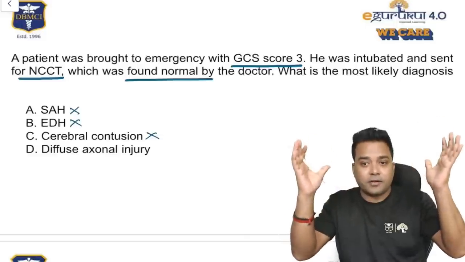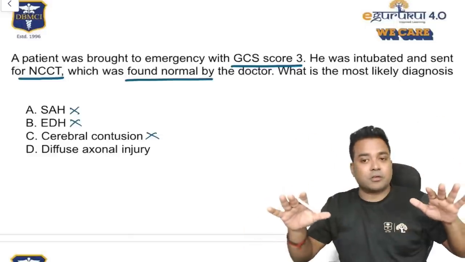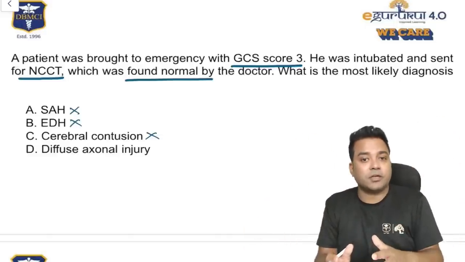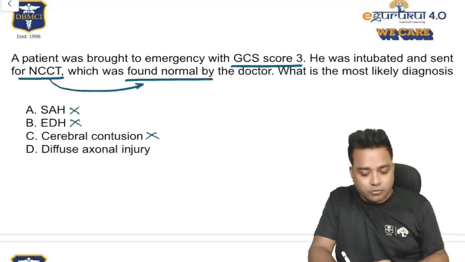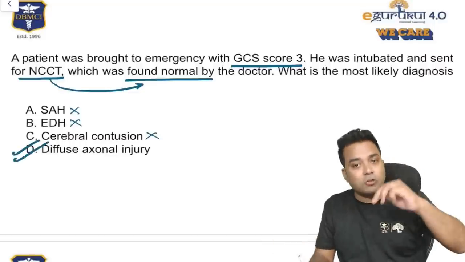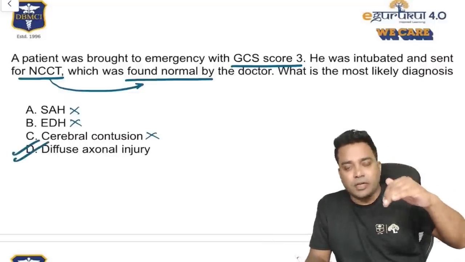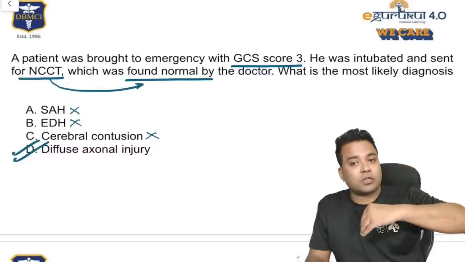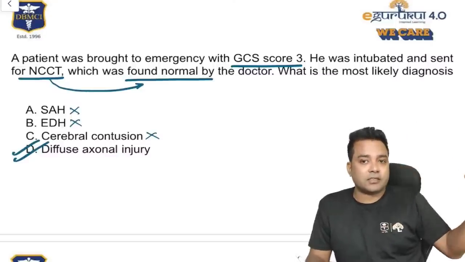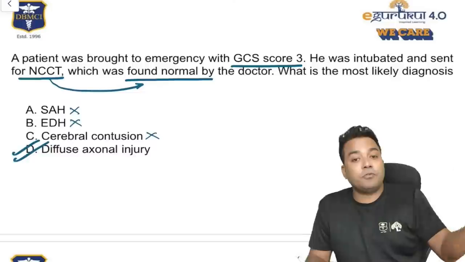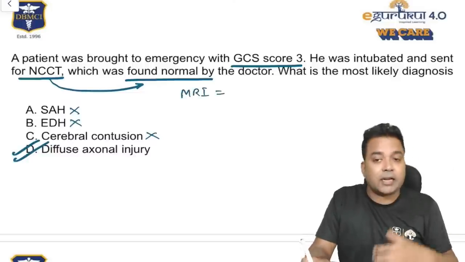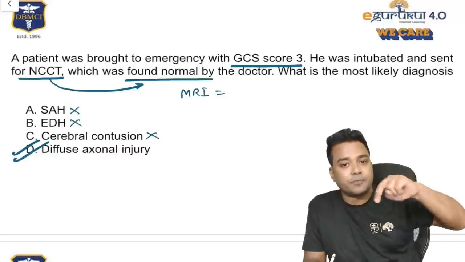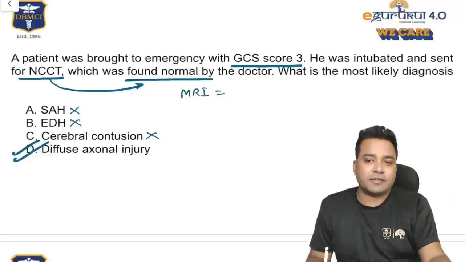Suppose you are unaware of this topic of diffuse axonal injury. But by seeing this line that CT is normal, hemorrhage options are ruled out, you will mark your answer. Directly also, we should remember that if CT is normal and the person's GCS score tells me it is a severe head injury case, we should think towards diffuse axonal injury. And if you get an MRI of the person done, you will see petechial hemorrhages in the white matter. What is the definition of DAI?